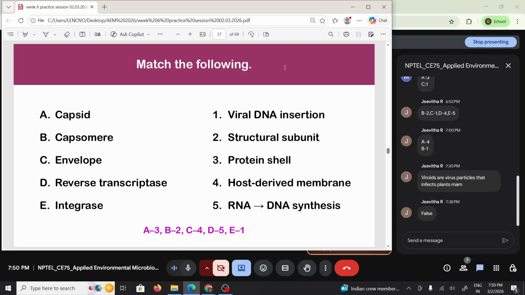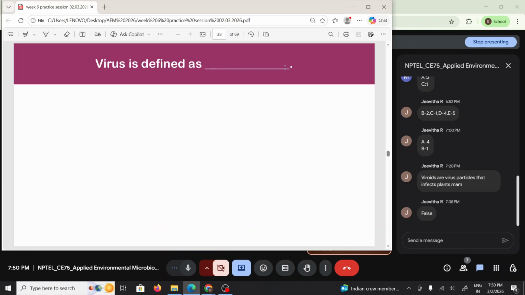Used for viral DNA insertion. So integrase is going to integrate something. A part of this viral DNA is going to be inserted into the host DNA, and that is done by the enzyme called integrase. So hence it pairs with viral DNA insertion. I hope it was clear.